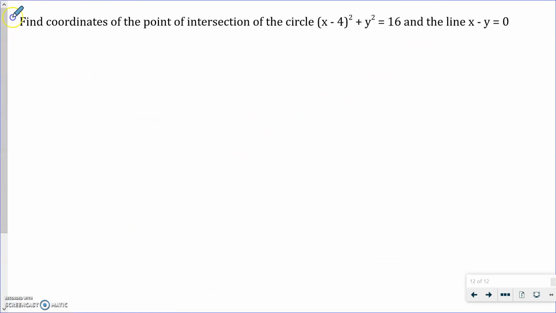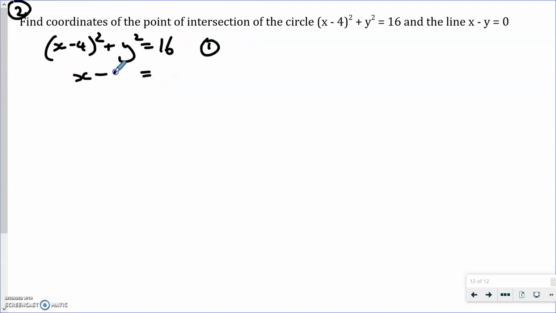Okay, let's do one more. Number 2: find the coordinates of the point or points of intersection of the circle x minus 4 all squared plus y squared equals 16, and the line x minus y equals 0. Again, we're going with our equations. The circle can become equation 1, and the line can become equation 2.